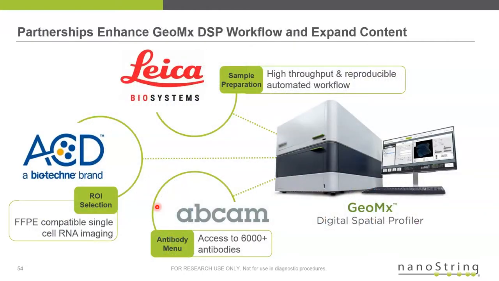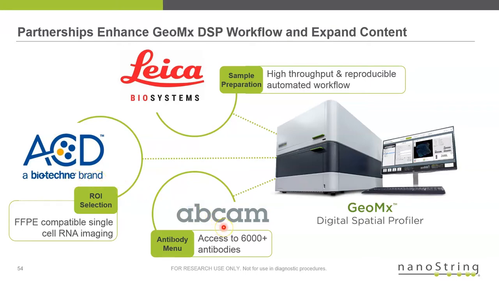We don't aim to be everything to everyone, so we have set up collaborations and partnerships with best-in-class companies in a variety of spaces related to this technology. On the top is Leica, so we have automated workflows for both the RNA prep and the protein prep using the BondRx system. With ACD, so these are the RNAscope probes, we're able to highlight and do ROI selection and look at the morphology of the tissue based on the RNA expression in situ. So that's using the ACD RNAscope probes.